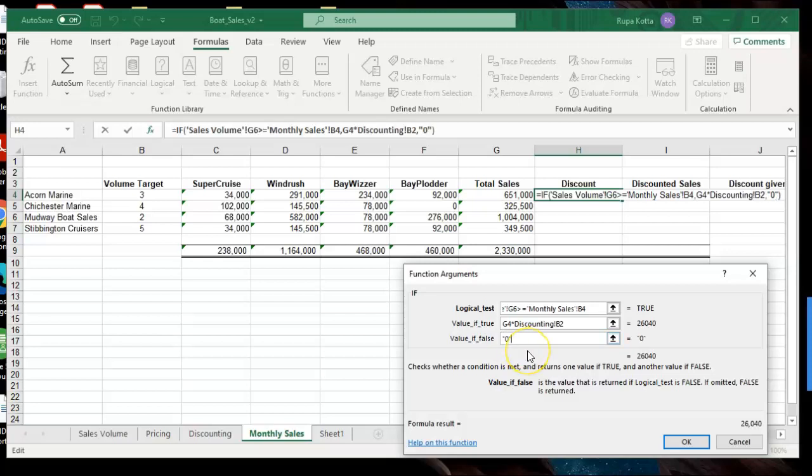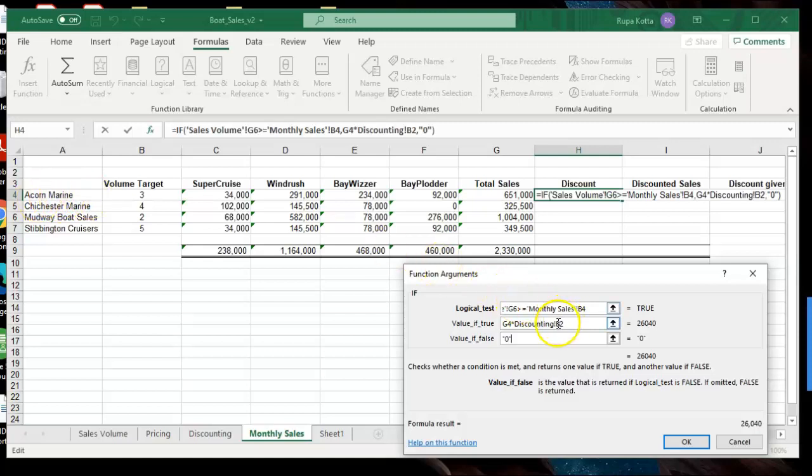So that means definitely 0 should be displayed to say that there is no value. So look at the formula again. If sales volume G6, that is if the volume of the amount of sales is greater than or equal to the target, that is your condition, you are calculating the discount. So discount is G4 multiplied by discounting sheet. You need to go to and click on the discount percentage for this particular customer.